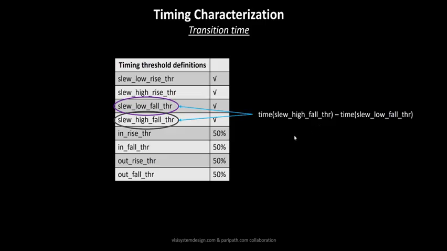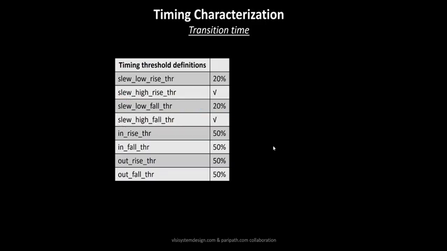Let's take some typical values for the slew rise and slew fall. For example, we generally take 20%. It could also be 30%. So the slew low rise threshold is 20%, the slew low fall threshold is 20%, and we'll take a value of 80%, let's say, for the rise value. When you say 20%, it's 20% of VDD, and 80% of VDD. With these definitions or timing thresholds in mind, let's try to identify the input transition time, the rise transition time and the fall transition time.